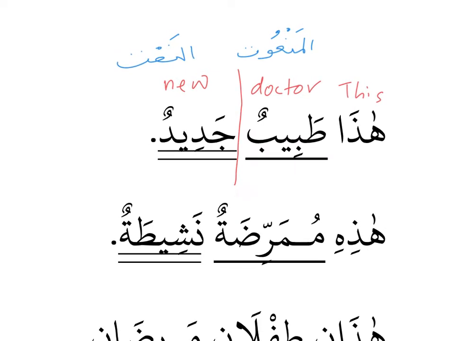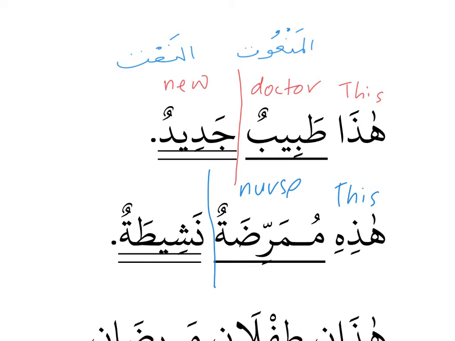الجملة الثانية, the second example. هذه ممرضة نشيطة. هذه, this, ممرضة, this is a nurse. Well, that is a complete sentence. هذه ممرضة, this is a nurse.